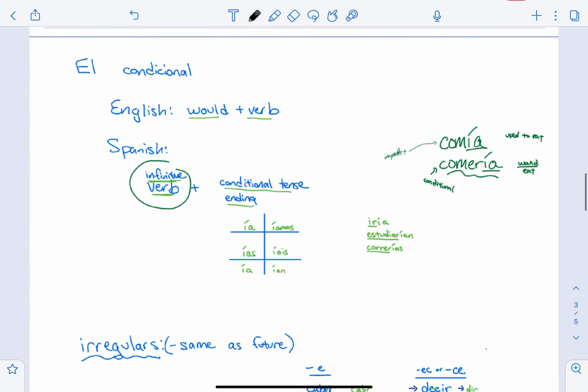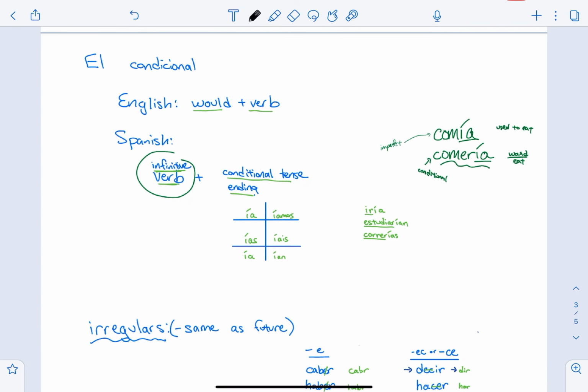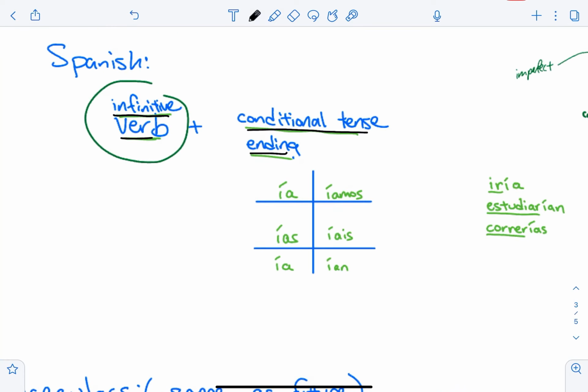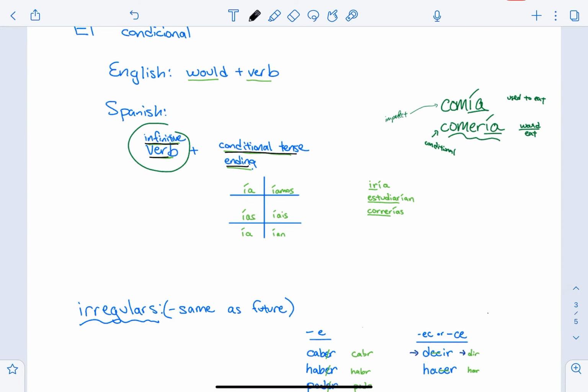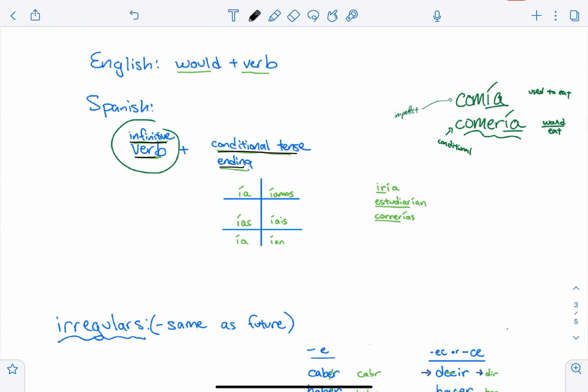And then the conditional tense we also learned in chapter 3, so you can refer to your notes there. This is like saying would plus a verb in English. We form the conditional by starting with the infinitive verb and then adding the conditional tense ending. The endings are ía, ías, ía, íamos, íais, ían, which are the same endings as the imperfect tense, but in the conditional, we don't minus the AR, ER, or IR. We add these on to the infinitive verb. So the difference between the imperfect is you subtract the AR, ER, or IR before adding on the ending. But in the conditional, we keep the infinitive and then we add on the ending.